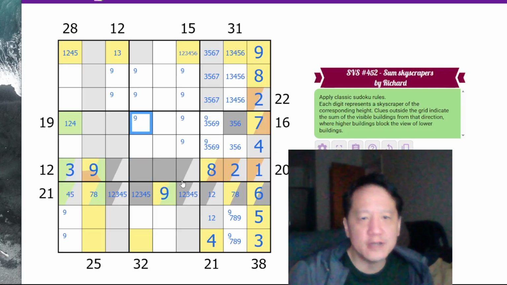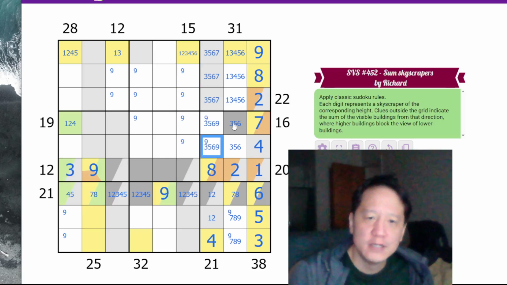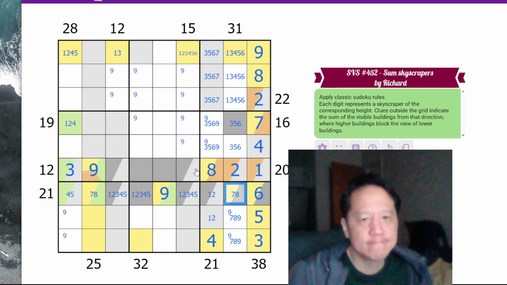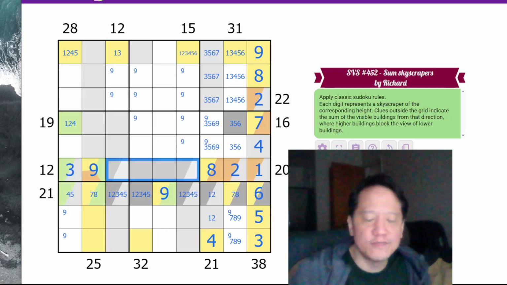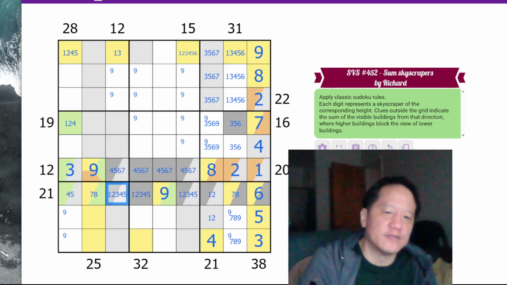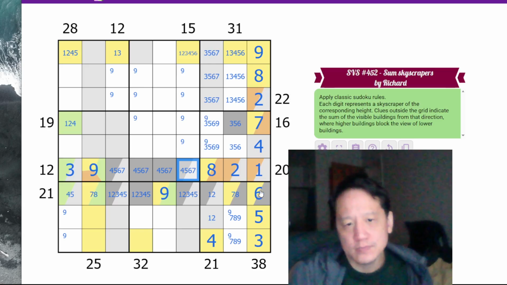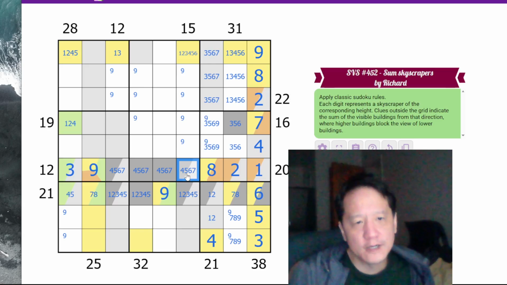So 9 could be here. Obviously, this could just be 6 and 9. So that would be fine there. Does not see the 2. It sees that digit. Remaining digits in row 6 are 4, 5, 6, 7. Okay.